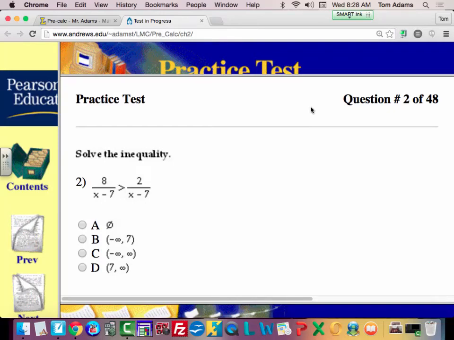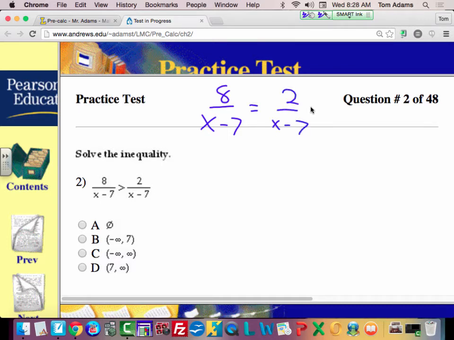So this says solve this inequality. And when it comes to inequalities, there's some rules that you can follow and some things that you can do. What I like to do is just set them equal to 0, and then you have to test the values to determine what you plug in. So what I mean by that is I'm going to think in my head, all right, I've got 8 over x minus 7 is equal to 2 over x minus 7.